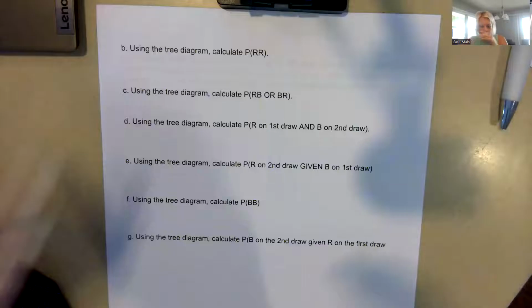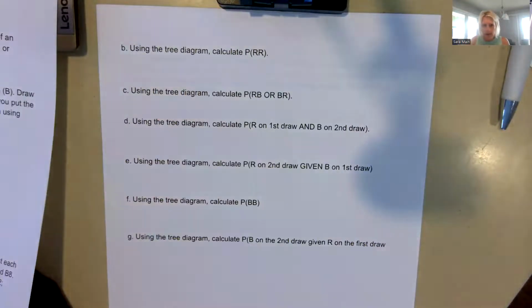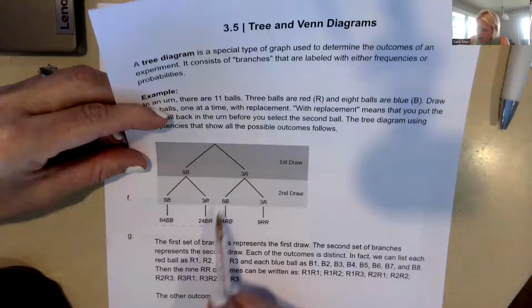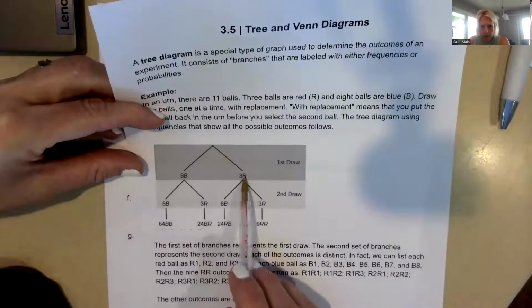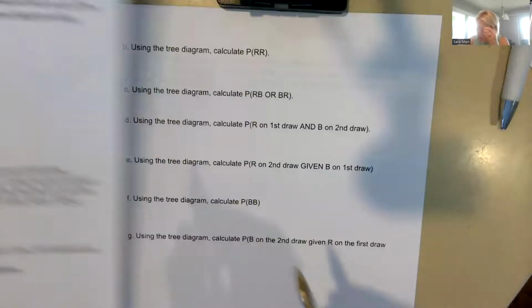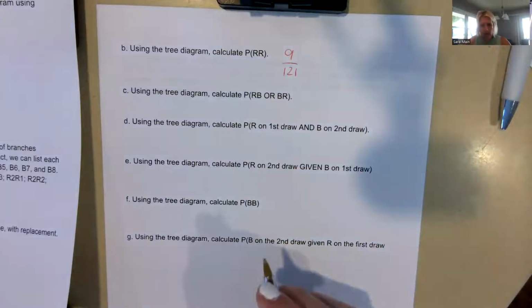Let's go to our questions about the tree. It says, using the tree diagram, calculate the probability of getting a red and a red. A red and a red would be getting a red and then a red. There are 9 of those outcomes out of the 121. We're just going to leave these in fraction form.